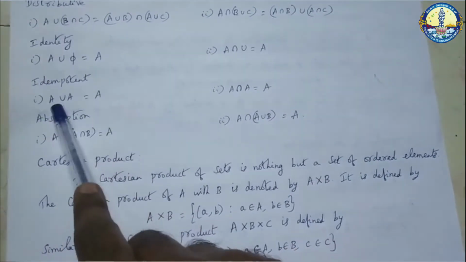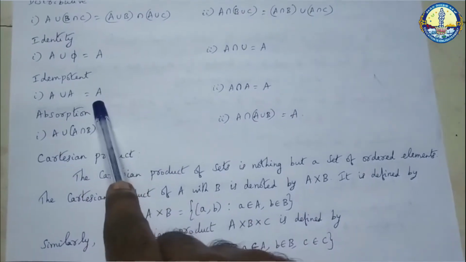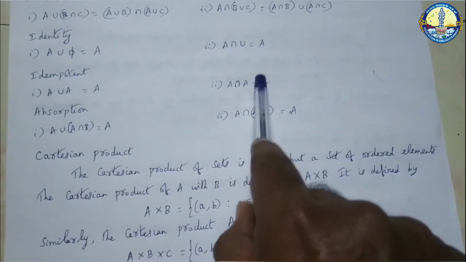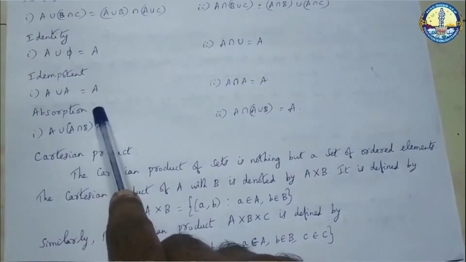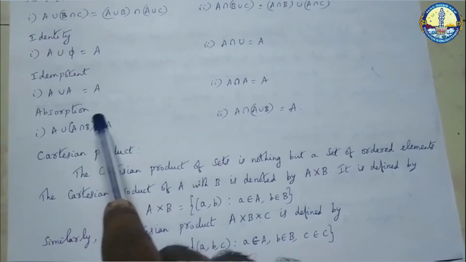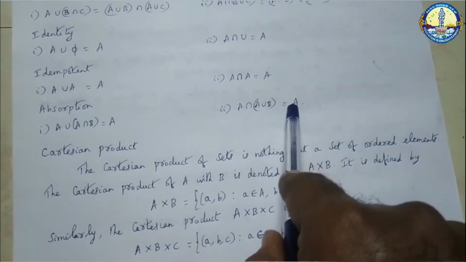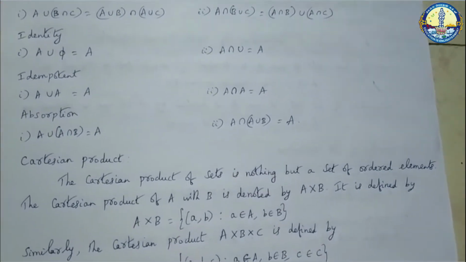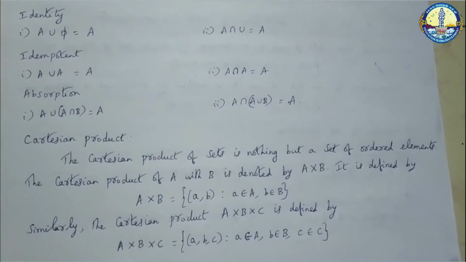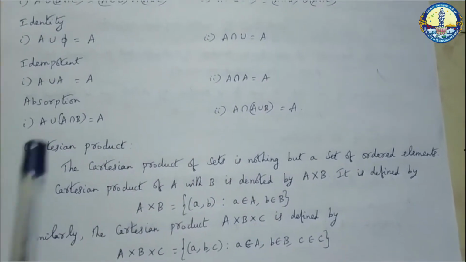Idempotent means A union A equals A, and A intersection A equals A. Absorption means A union (A intersection B) equals A, and A intersection (A union B) equals A. So these are the basic properties of sets, which you will have learned in your early classes.